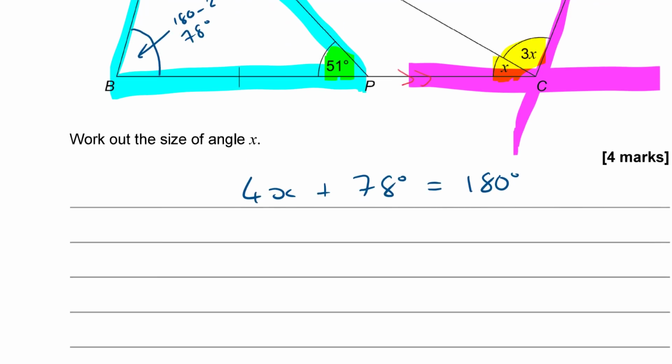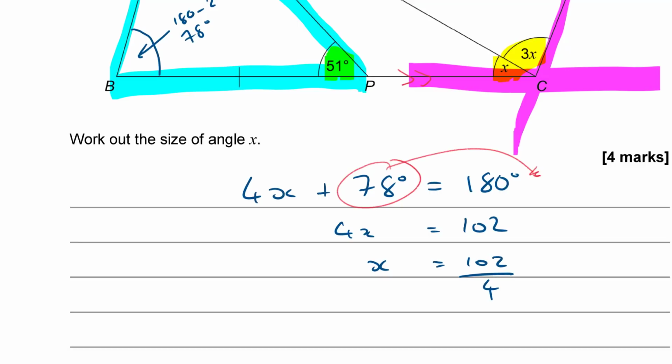So taking the 78 to the other side, that means that 4x must be 180 subtract 78, which is 102. And that means that x must be 102 over 4, which is, what's that, 25.5? 25.5 degrees. Okay, so that's my answer, 25.5 degrees.